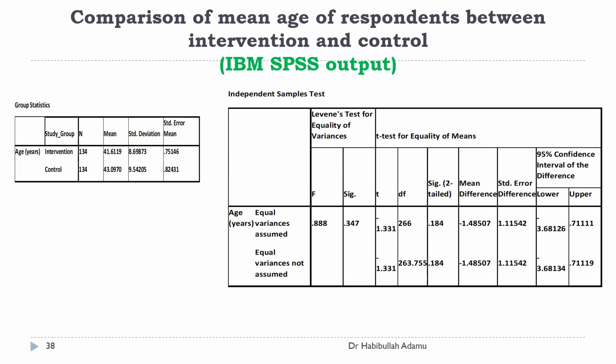So if the variances are not equal, it means you now look at this, the first column. You see that the first row is equal variances assumed. The second row, equal variances not assumed. So if the variances are not equal, you come to the second row, the one below, equal variances not assumed, and you look at its p-value. Whatever the p-value is, that is the p-value you are going to use.